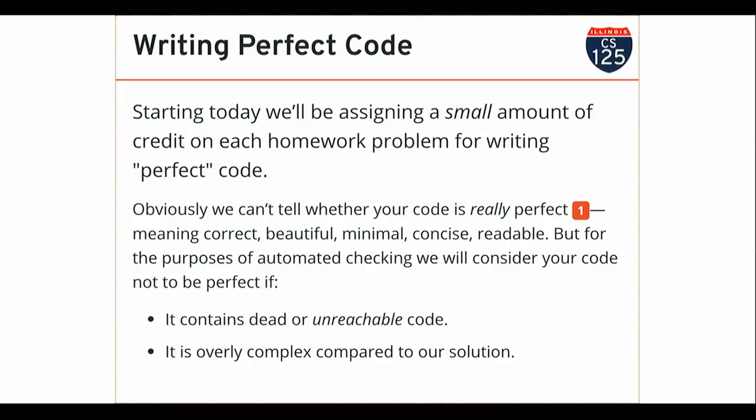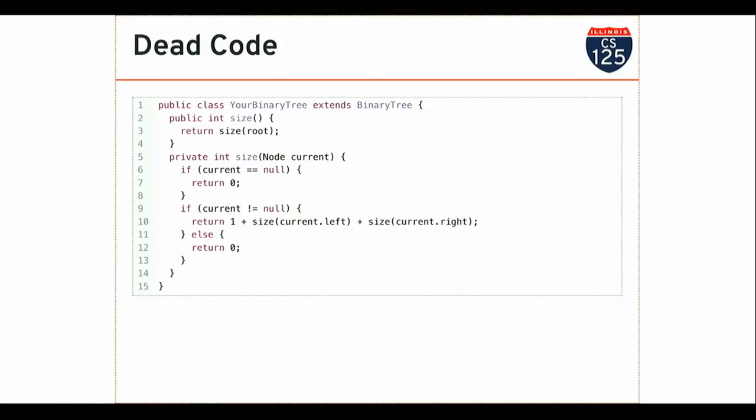And that's in comparison with the solution. So we have a solution that we wrote. The solution is something that we think is perfect. And so we've calculated the complexity of the solution. This is something that's known as cyclomatic complexity. This is not a metric that we made up. If your solution is way too complex, or even just a little bit more complex than our solution, we're going to deem it to be not perfect. All right, so let's look at some examples of these.